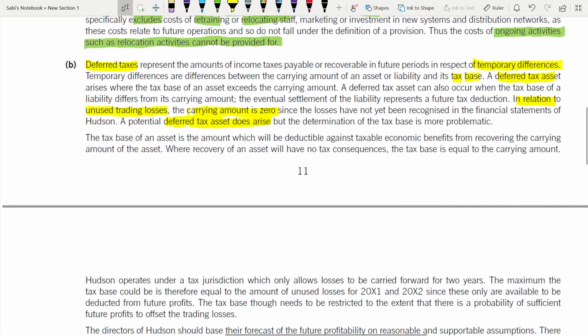Now, the next paragraph says the tax base of an asset is the amount. What is tax base? Define it. All these are in your IAS 12, please go through your IAS 12. What is tax base? What are temporary differences? What is deferred tax? What is a deferred tax asset? So the tax base of an asset is the amount which will be deductible against taxable economic benefits when recovering the carrying amount of the asset. When recovery of the asset will have no tax consequences, the tax base is equal to the carrying amount.